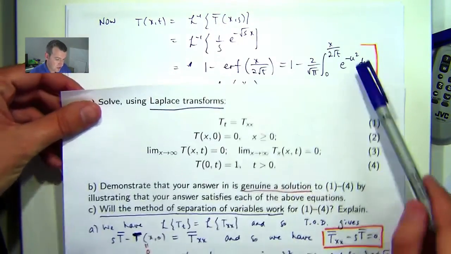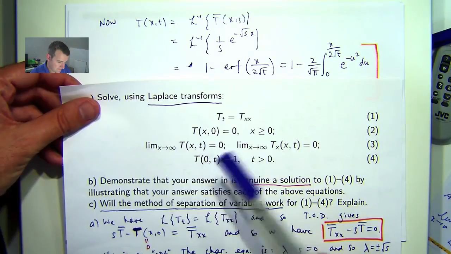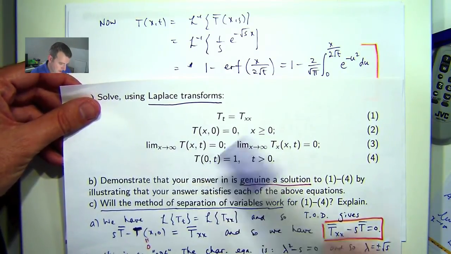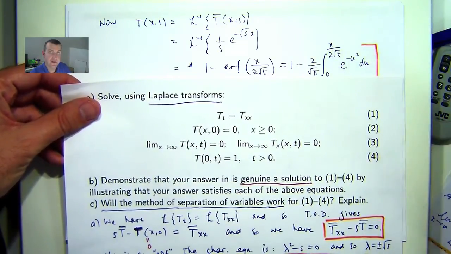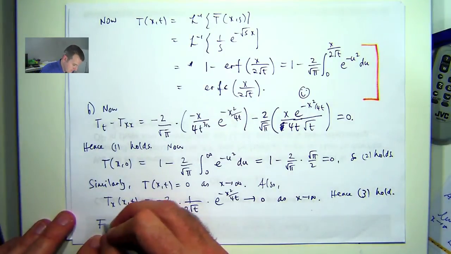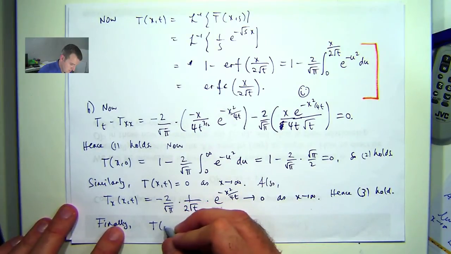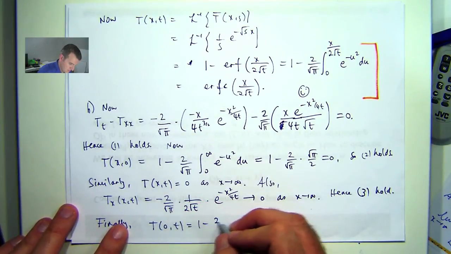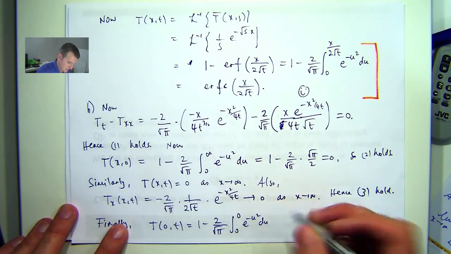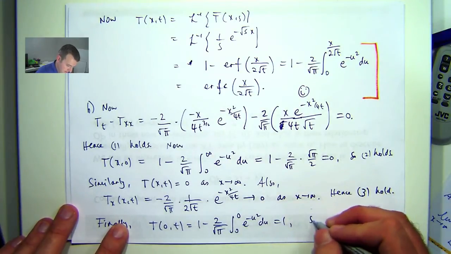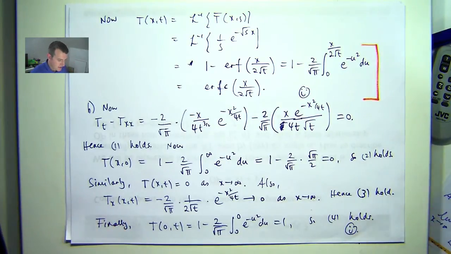The last thing we've got to do is show that this satisfies condition 4. So when x equals 0, what's going to happen? Well, this upper limit of integration will be 0. So I'm integrating from 0 to 0, that will be 0, and I'm left with 1. Okay, this will be 0, so condition 4 holds. Okay, so we've now finished part B.